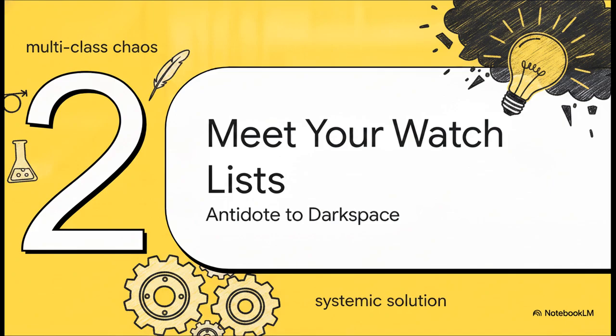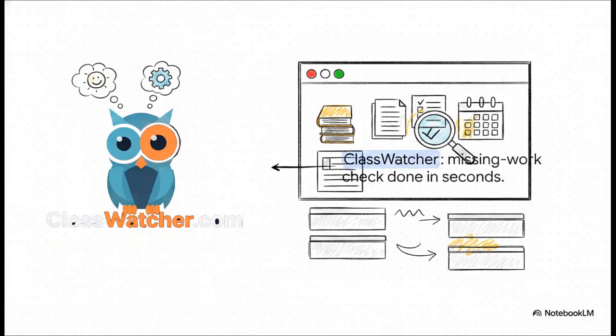Meet your watch list, the antidote to dark space. Enter ClassWatcher. This is a browser tool built exactly for this specific situation. It acts as an intelligent layer right on top of Brightspace that instantly highlights missing work. And honestly, the absolute best part, it operates entirely in your browser, reading only what you see on your screen. That means there is zero IT department setup required. None. It is pure relief.